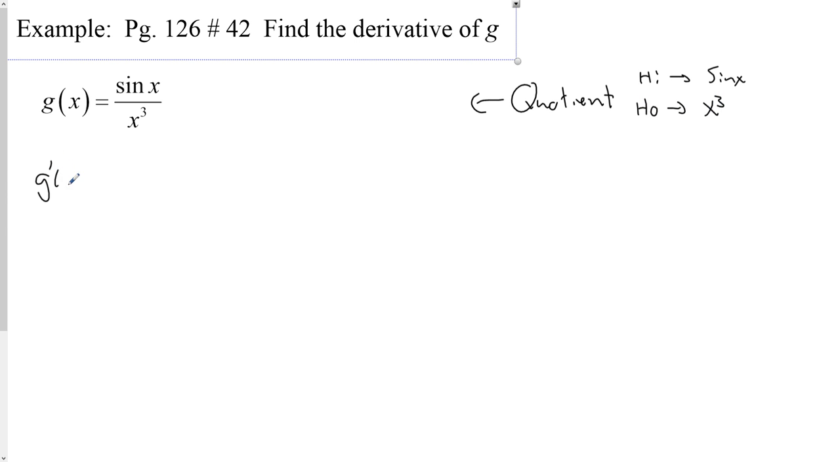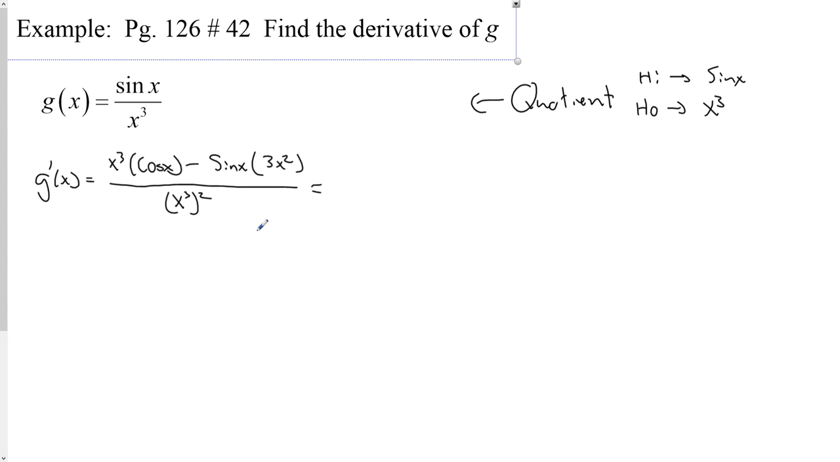So my first derivative with respect to x is going to be the low function, x to the third, times the derivative of the top function, which is cosine x, minus high d low, so sine x times the derivative of the bottom function, which would be 3x squared. And then that will be all over x to the third squared, because x to the third, x to the third. Now we can get a lot of this to cancel out, because I have x's here, I have x's here, and I have x's there.